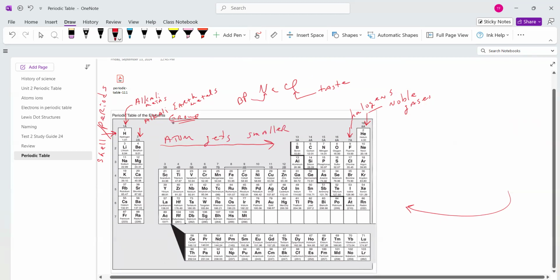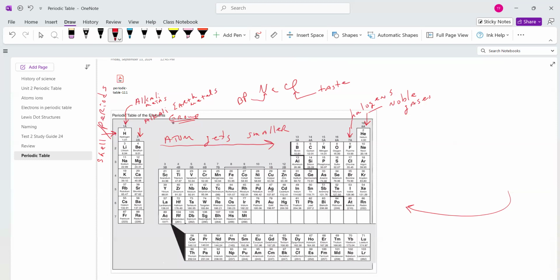the atoms get smaller. In period 2, fluorine is smaller than oxygen, which is smaller than nitrogen, smaller than carbon. It doesn't matter what period you're on. And there are no names for periods or shells other than numbers. Shell 1, 2, 3, 4, 5, 6, 7.